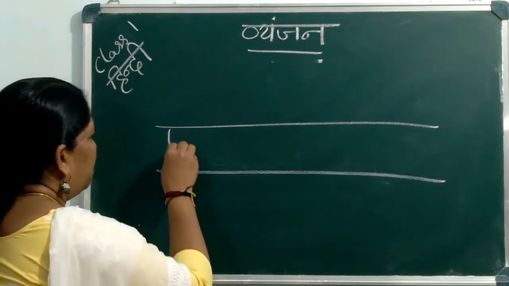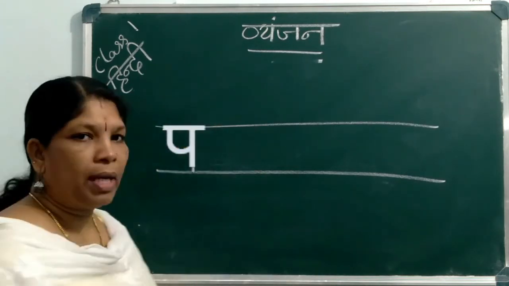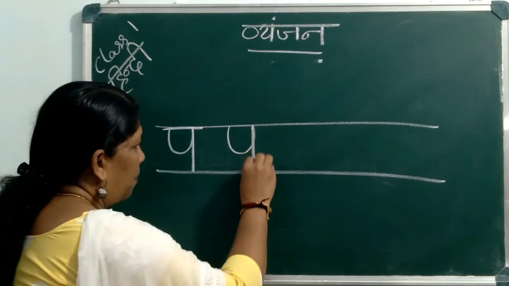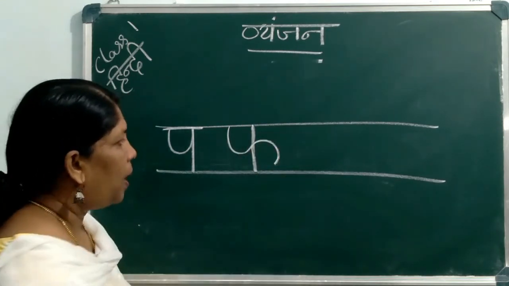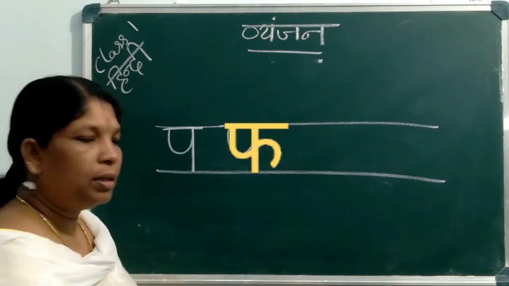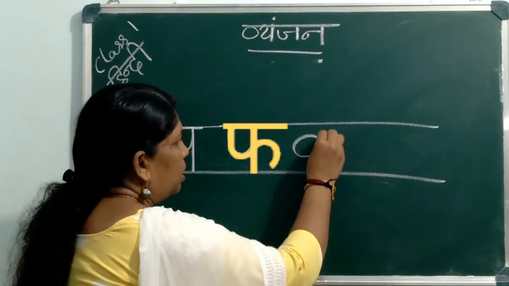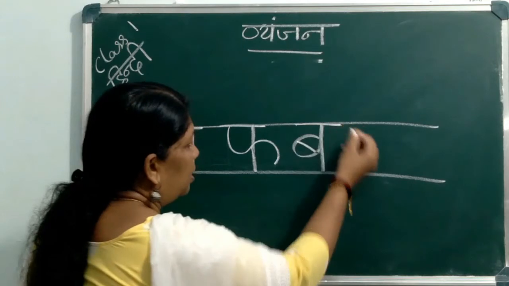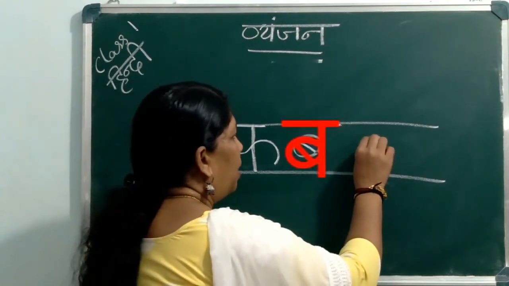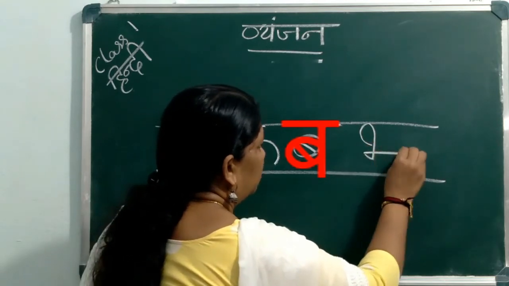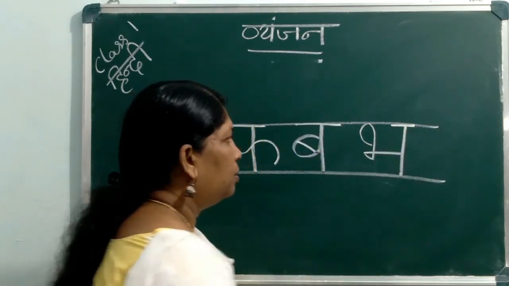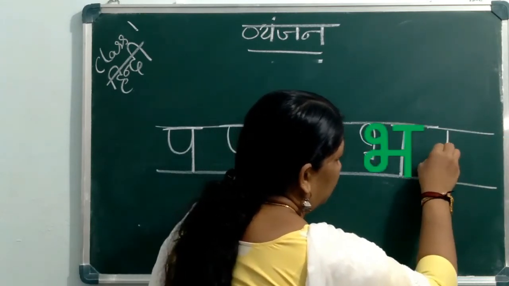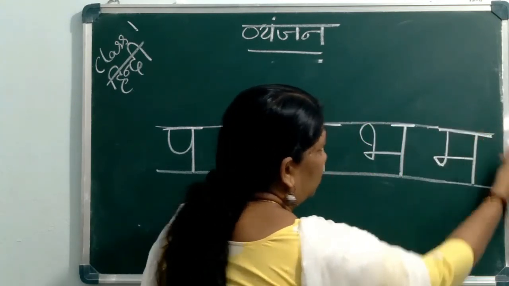First, pa. Which way is it written? I hope all got pa. Then pa. Then draw over here. Then ba. Put a circle and draw up and come down and draw inside that circle. Then it will read as ba. Then bha. Then next one, ma.